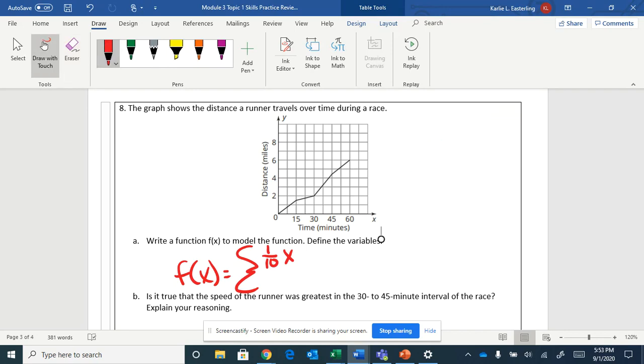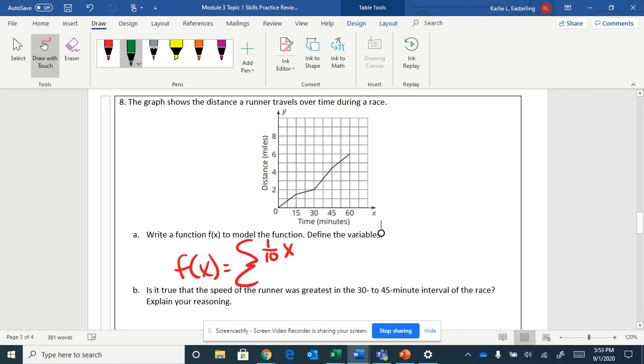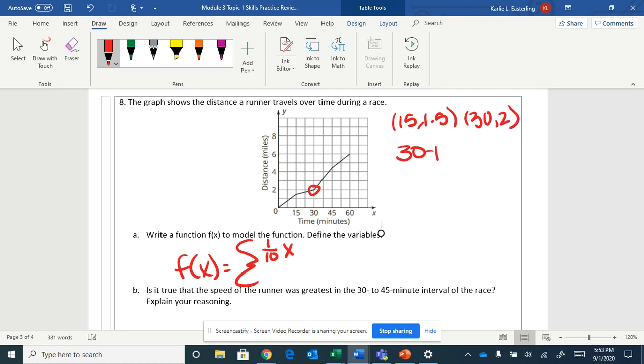And we are still looking at that point, again (15, 1.5). We're going to look at the next little piece right there, and that is at (30, 2). So on the top half, we'll have 2 minus 1.5, and on the bottom half, we'll have 30 minus 15.